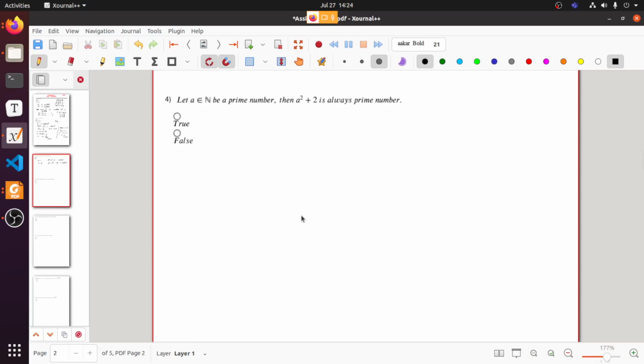Now come to the next question. If a is a prime number, then is a square plus 2 always prime or not? Is it true or false? Take some prime number, 2, at first. So suppose a equals 2. Then a square plus 2 will be 6, right? So this is not a prime number. So this is again false.